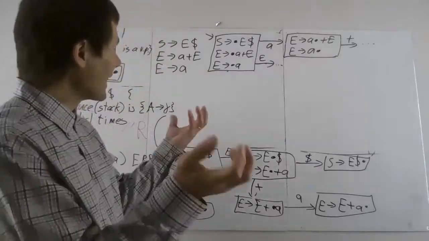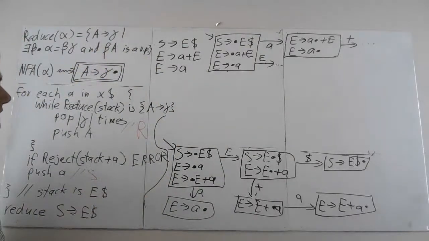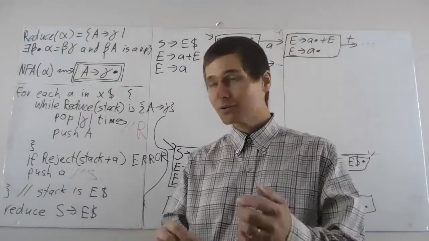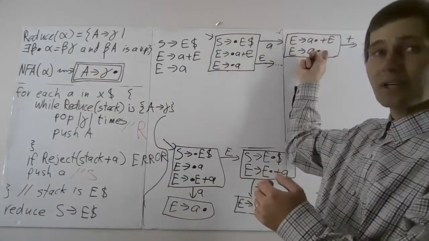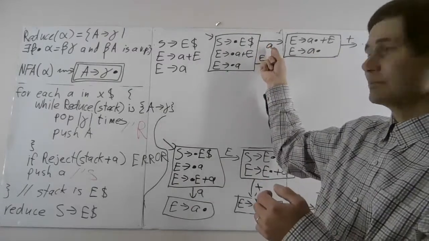So what does this conflict correspond to in the parser? How do I get to this state? Well, one way I get to it is if the input is A.